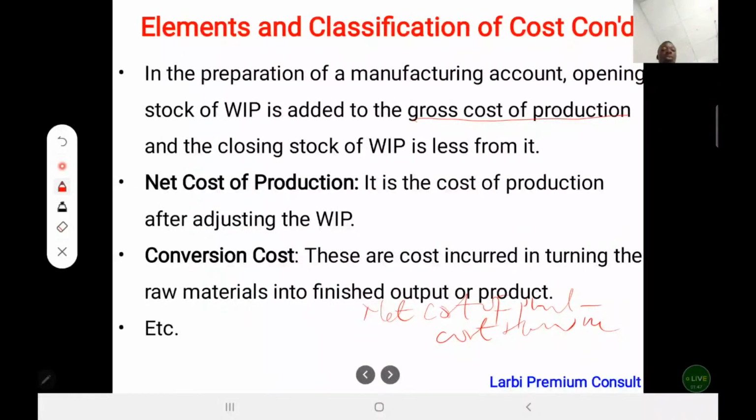So these are costs incurred in turning raw materials to finished goods, as though your total cost you incur for the product less your total cost of raw materials, you get that in that light. So let's take note of that.